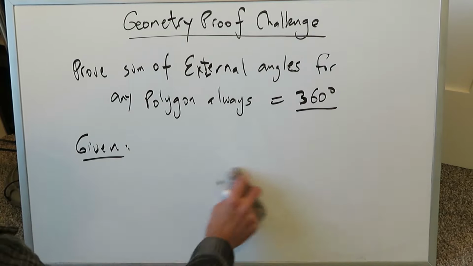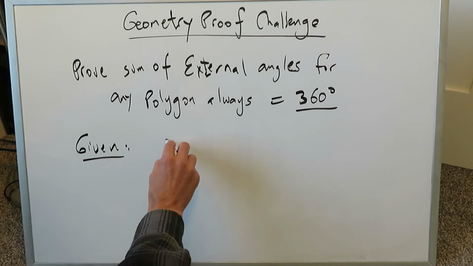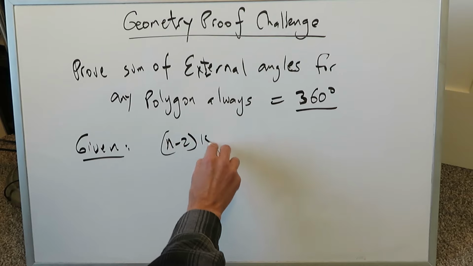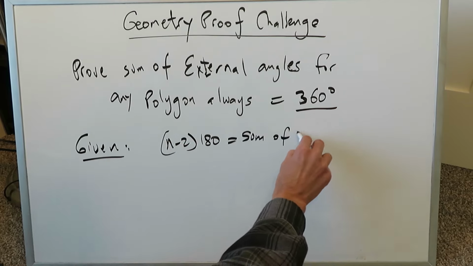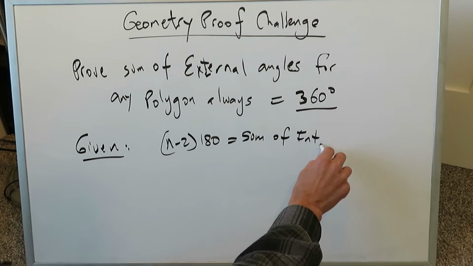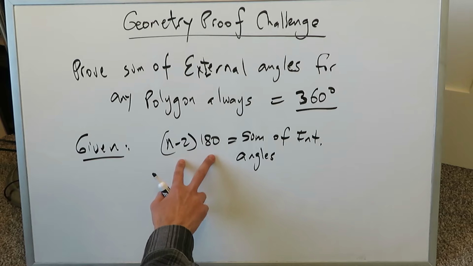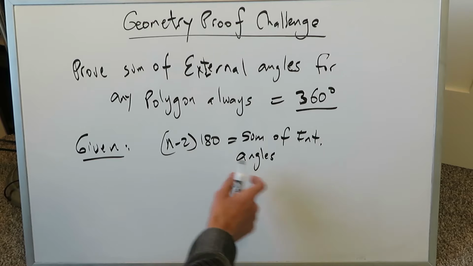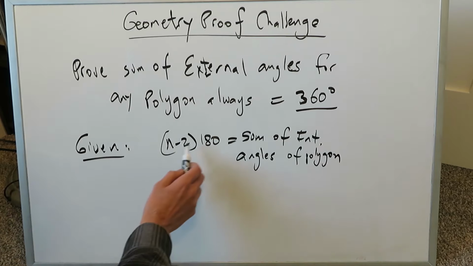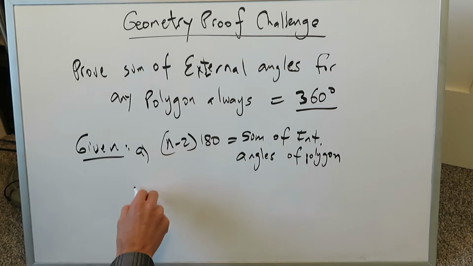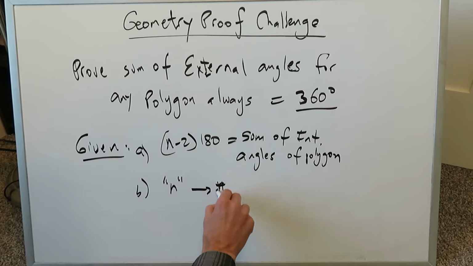What are we given in terms of what we can use to do this? How about this? We're given the following formula: n minus 2 times 180 always gives you the sum of the internal angles of a polygon. You probably remember this formula from your geometry class, or maybe algebra class, or even maybe the SAT or the ACT exam. The sum of the internal angles for any polygon is always given by that formula, n minus 2 times 180. That's one item we're given. The other item we're given is this n. What does n mean? It refers to number of sides.